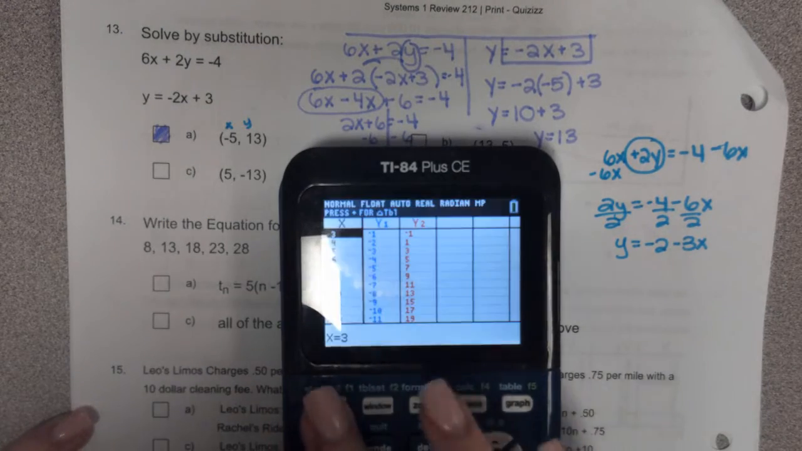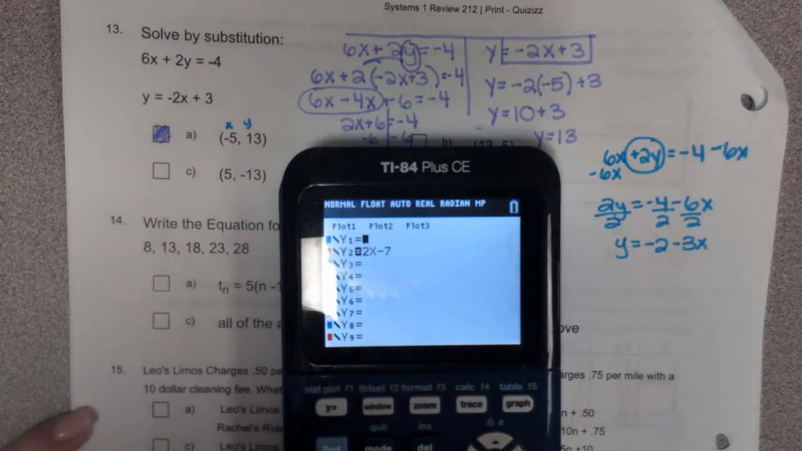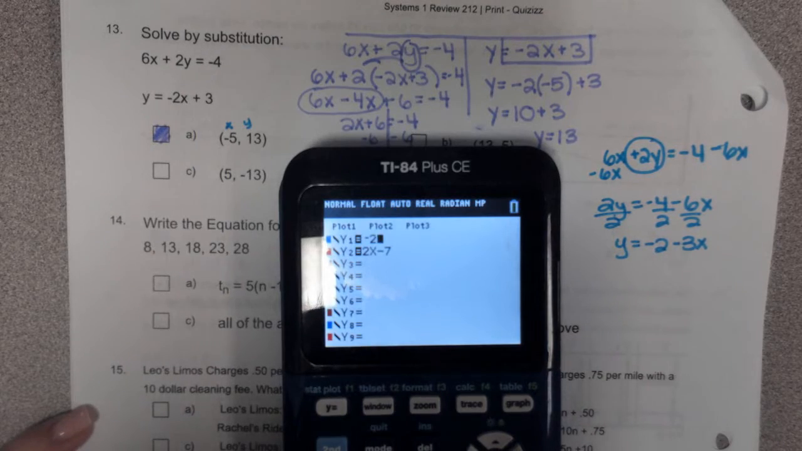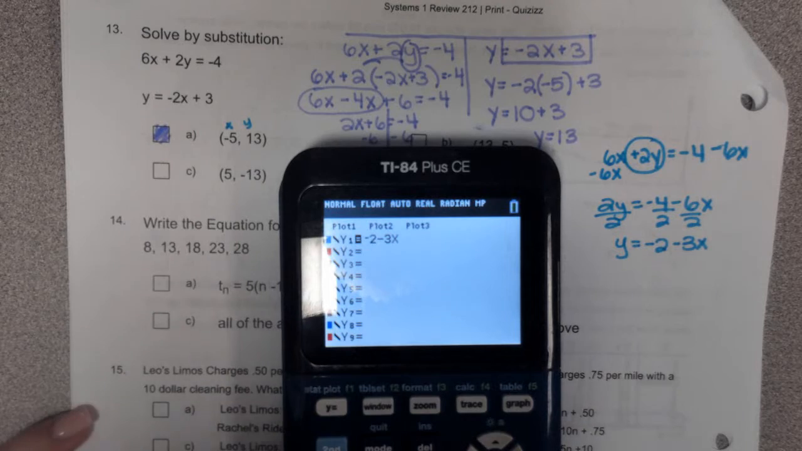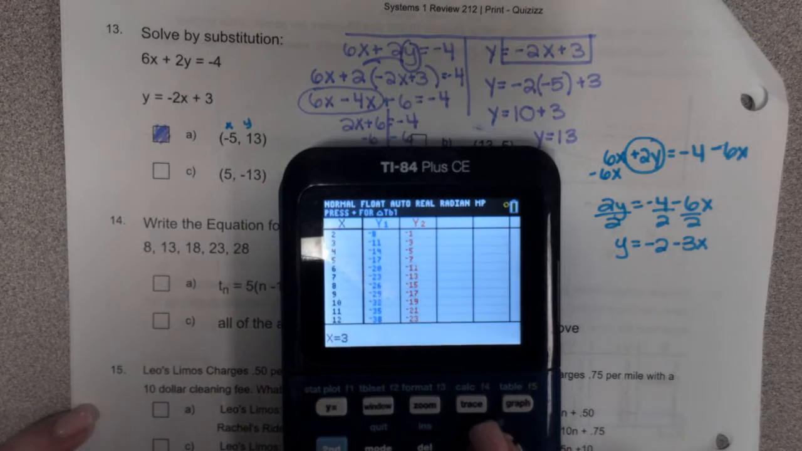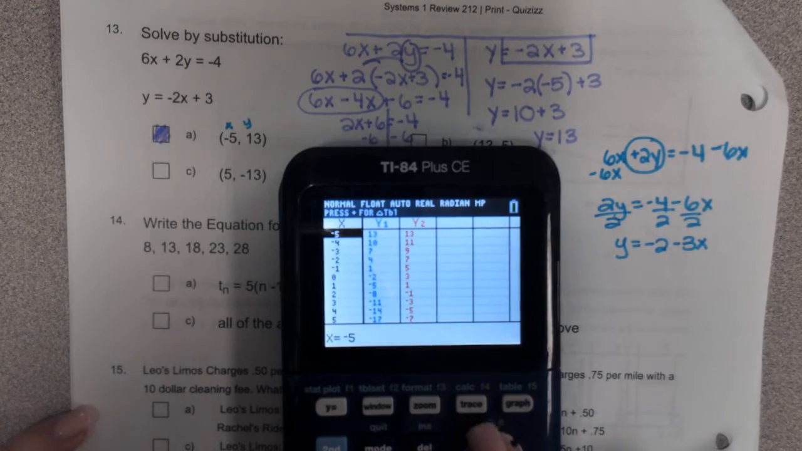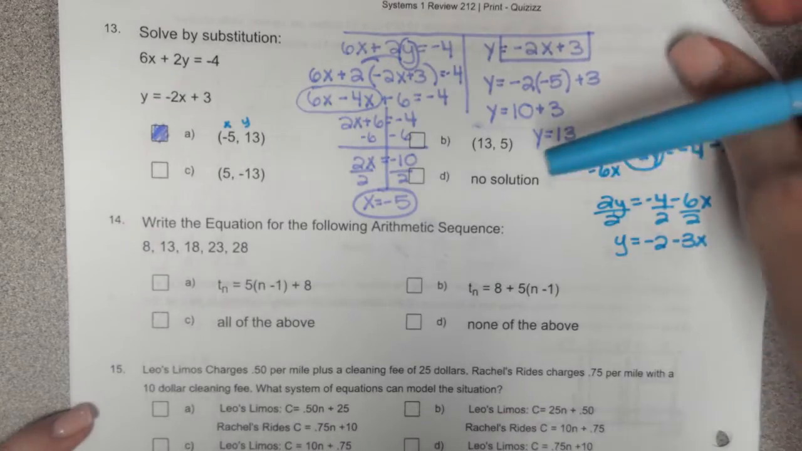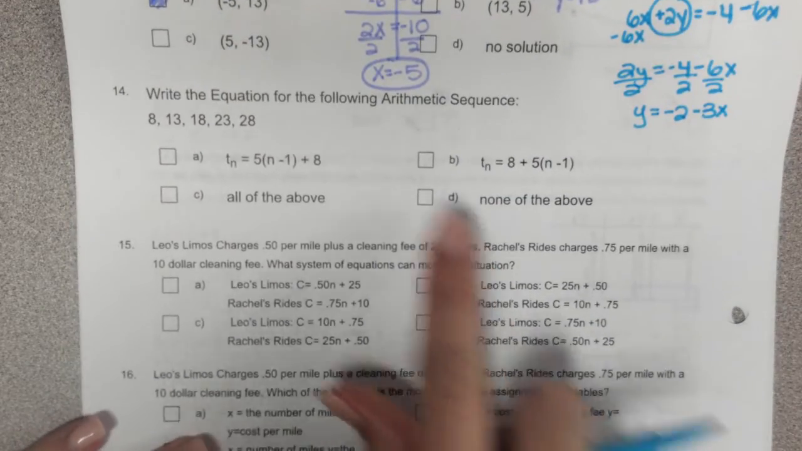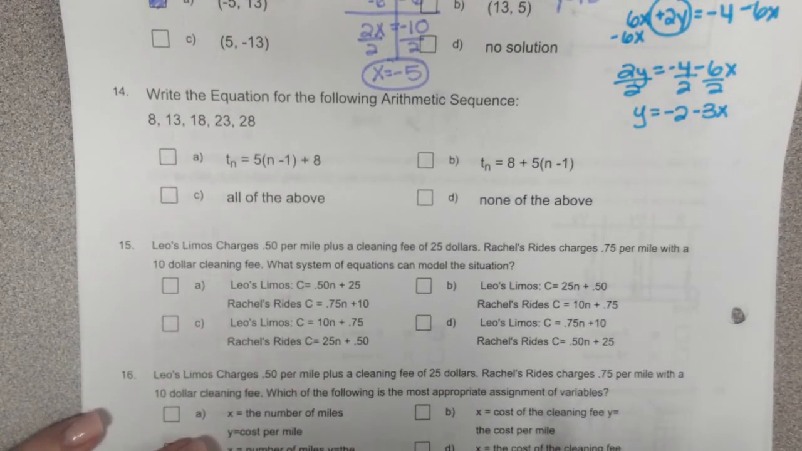So I'm going to go to y equals. We have this equation, negative 2 minus 3x. And then we have the second equation, negative 2x plus 3. And according to this, we said the intersection should be at negative 5, and they both equal 13. Yay, we're so smart.